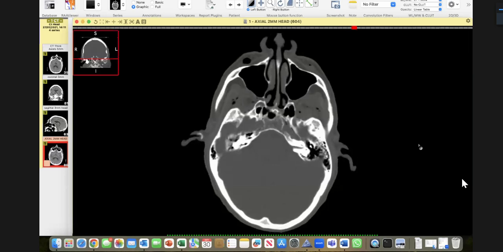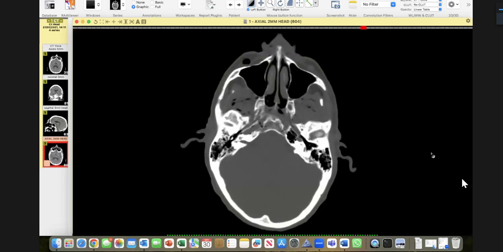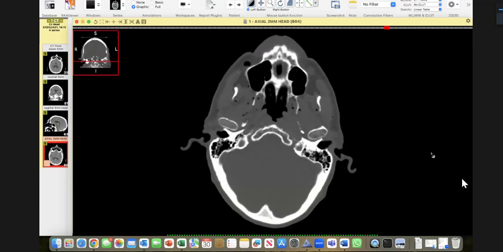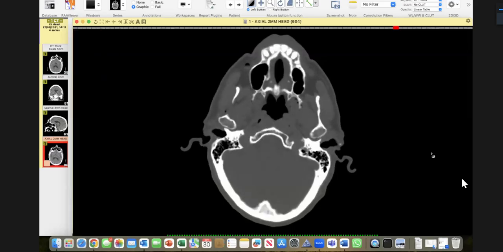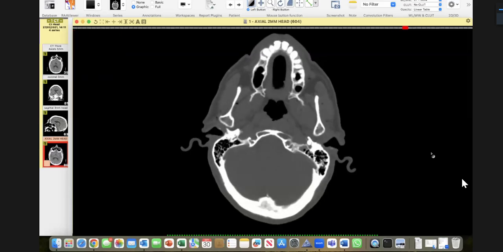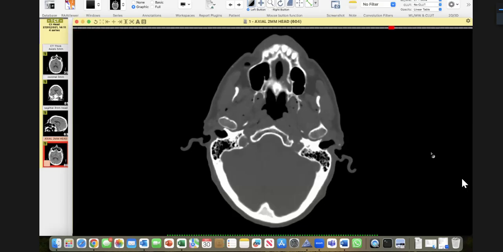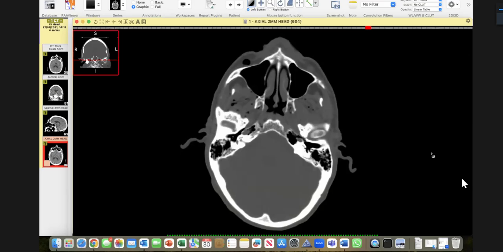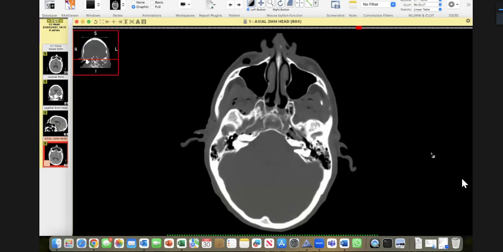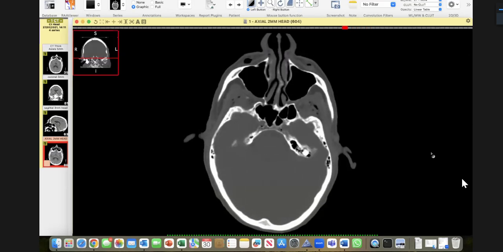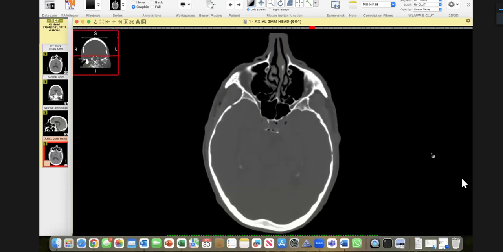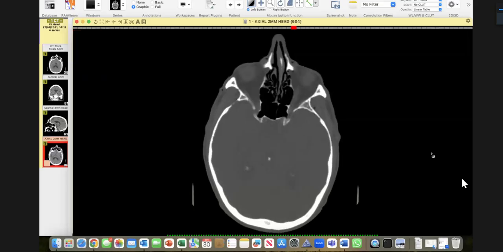So I can appreciate some more air lucencies. Some linear air lucencies are also tracking along the left petrous part of the temporal bone. So they're all patchy, scattered bilaterally. Yes, along the petrous segment of the left ICA there are also some air lucencies, and along the left temporal lobe.